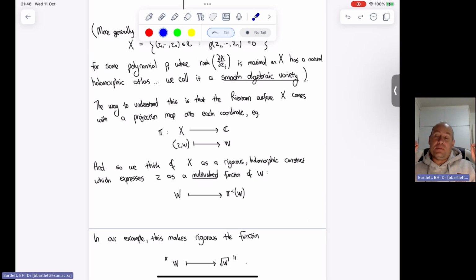Okay. So the Riemann surface is more than just a complex manifold. The Riemann surface of a smooth algebraic variety is more than just a complex manifold. It comes equipped with this extra data, but at the very least, it is a complex manifold.